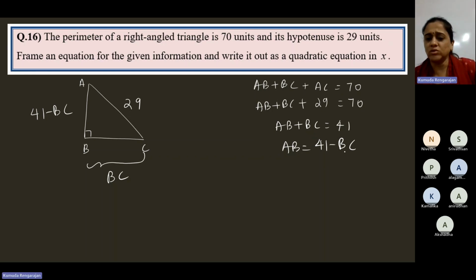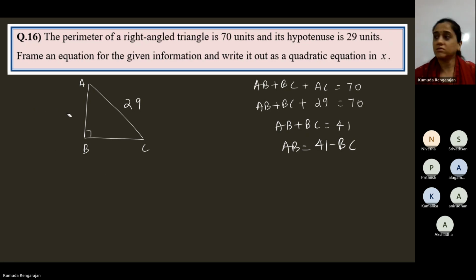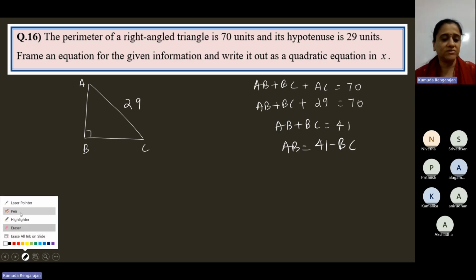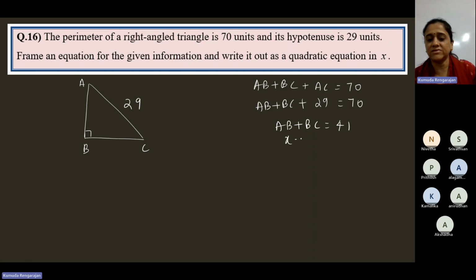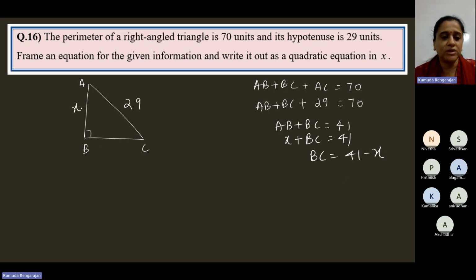Or you can use X also. You can say let BC be X. I've written AB is equal to 41 minus BC. So let BC be BC. Then what is AB in terms of BC? 41 minus BC. Or you can also use X. You can call somebody as X. If you call this person as X plus BC is equal to 41, so BC is equal to 41 minus X. So who's X? AB is X. And what is BC? 41 minus X.